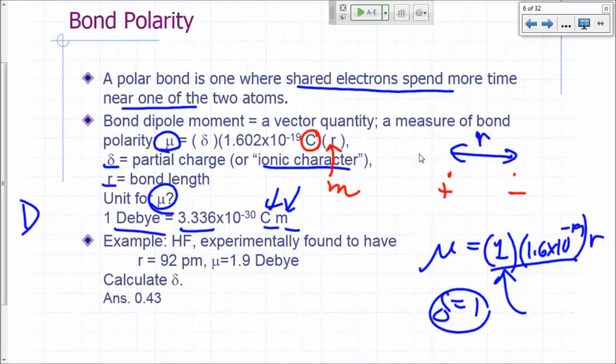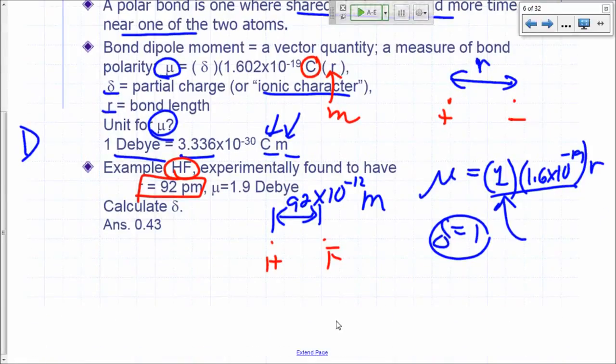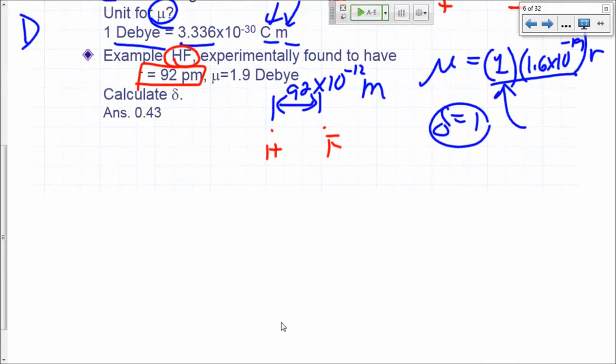So here's an example. The molecule HF is experimentally found to have a bond length of 92 picometers. So if you have hydrogen and fluorine and you look at the separation of the two nuclei, the average separation is 92 picometers. So that's 92 times 10 to the negative 12 meters. And the experimental dipole moment can be measured to be 1.9 debye. So what's the partial charge of HF?